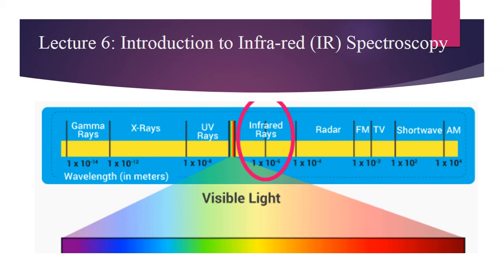And if halogens are there, halogens have a susceptibility to absorb moisture, so it is very difficult to obtain the peaks for halogen salts. So we will discuss IR spectroscopy in this lecture 6.